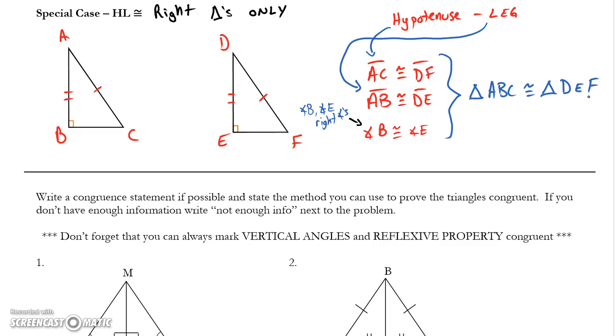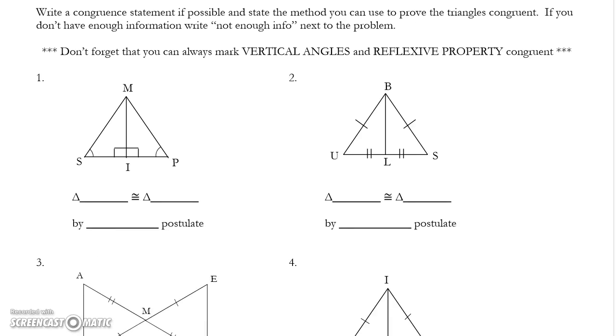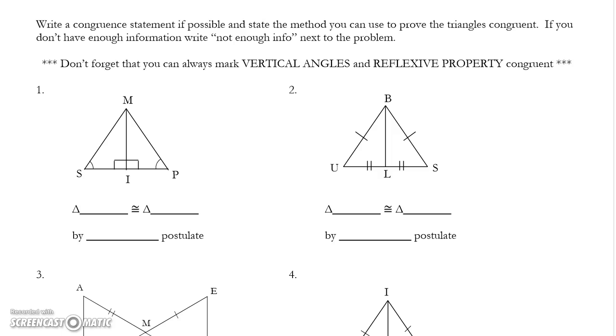Okay, so we have 5 ways to prove our triangles are congruent. Now, we're going to look at examples here where we're going to want to do 2 things. First, write a congruent statement if it's possible. Then state what method or what congruence we used.